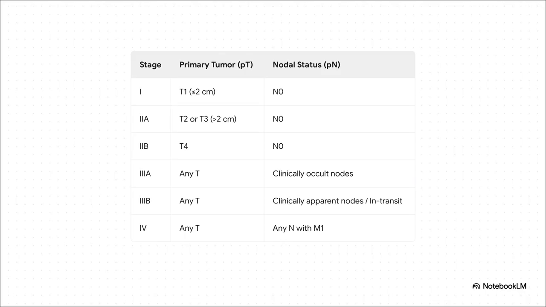This table just pulls it all together beautifully. You can see how any patient with no positive nodes falls into stage I or II, depending on their T category. But the second you find a positive node, they jump to stage 3. Stage 2A is for those microscopic, hidden mets, while stage 2B is for nodes you could actually feel, or for those in-transit metastases we just talked about. And of course, stage 4 is for any tumor that's spread to distant sites.